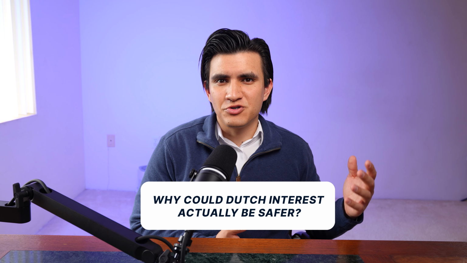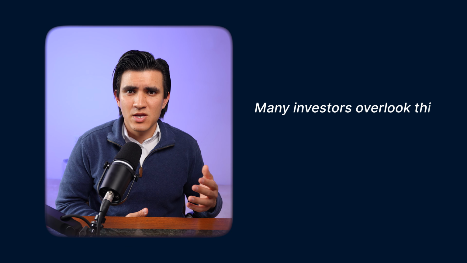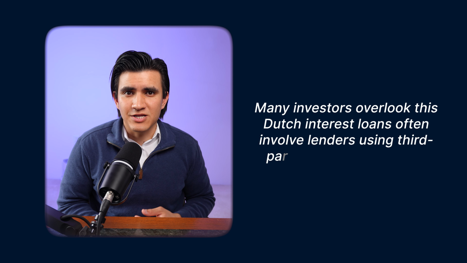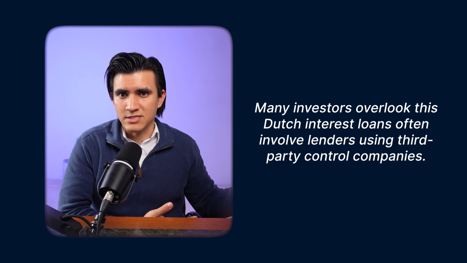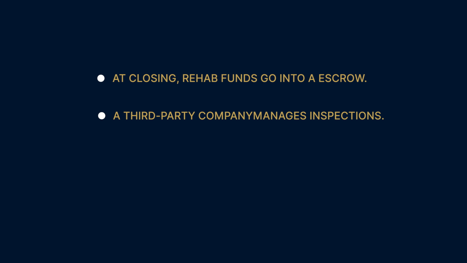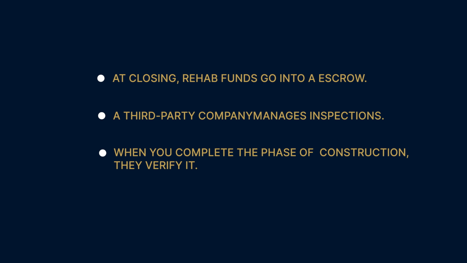So why could Dutch interest actually be safer? Now, here's where most people don't think this through. With Dutch interest loans, many lenders, including myself on certain structures, use third-party fund control companies. Here's how that works. At closing, rehab funds go into a separate escrow. A third-party company manages the inspections. When you complete a phase of construction, they verify it, then the funds are released directly to you. Because that money is sitting in a separate escrow, it is reserved specifically for your project. You have the assurance that the funds are there when you need them.